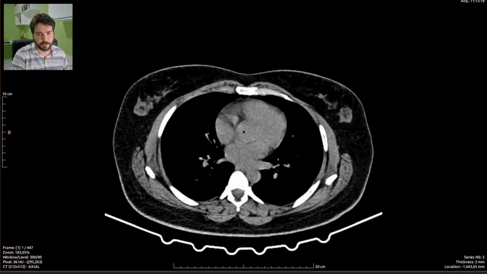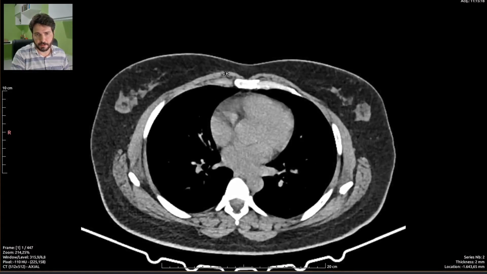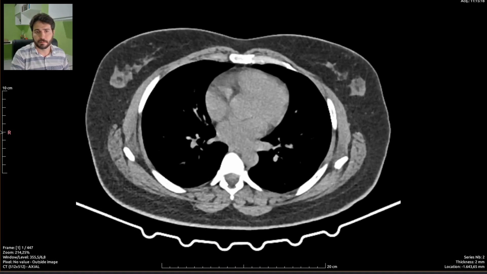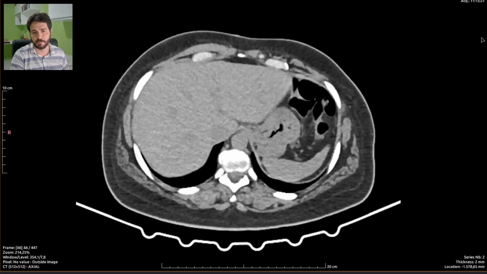We have an unenhanced single volume CT scan of the abdomen, and let's see, it's for kidney stones. So we're looking for a motive for a right-sided flank pain related to the kidneys. So most probably kidney stones.